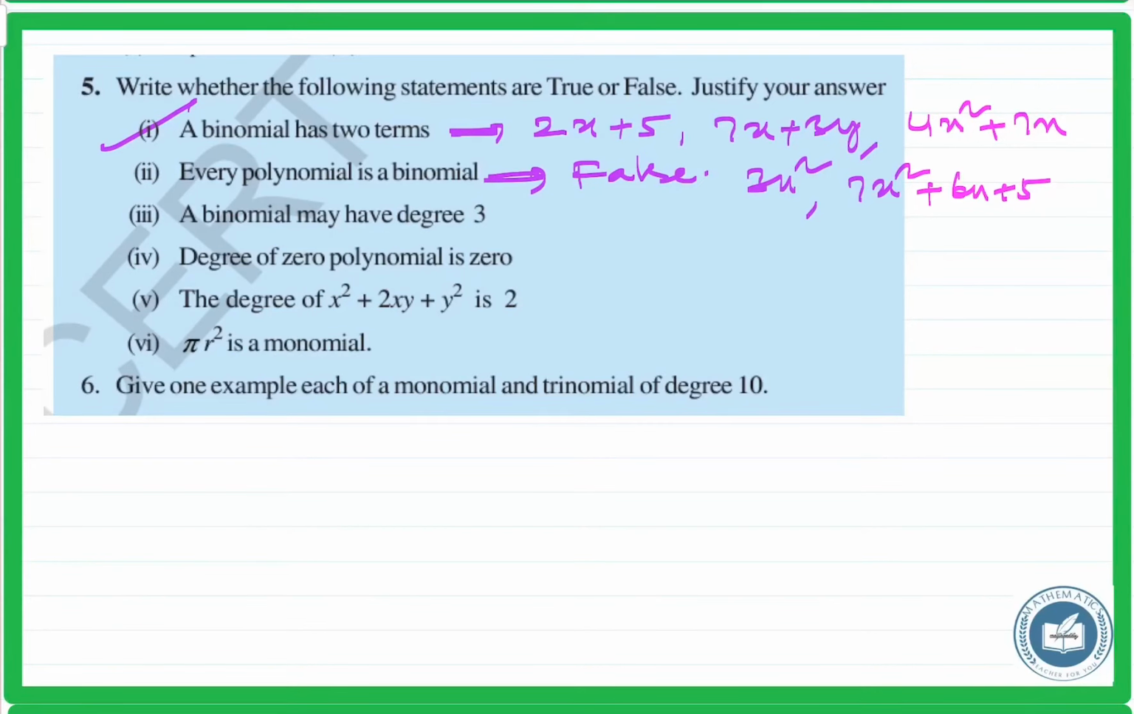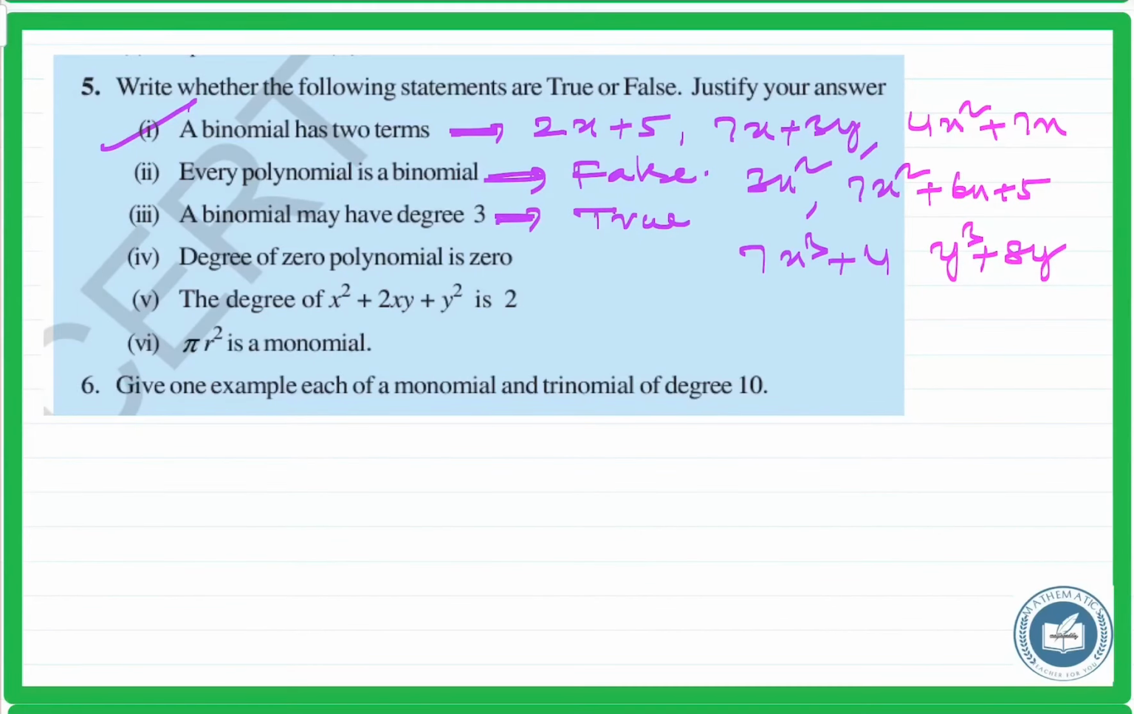A binomial may have degree 3. Yes, it is true. Suppose 7x cube plus 4, the degree of the polynomial is 3. y to the power of 3 plus 8y. So its degree is 3 and it contains 2 terms. So a binomial may have degree 3.